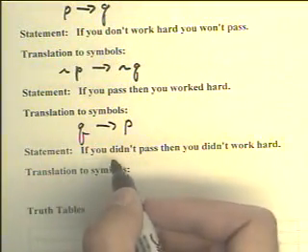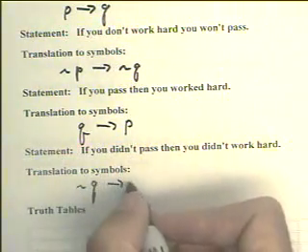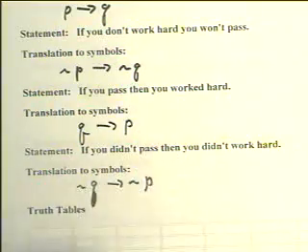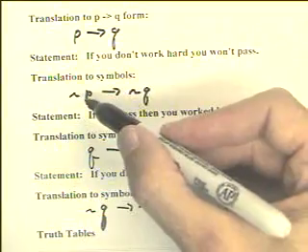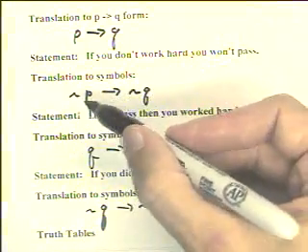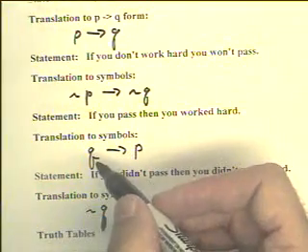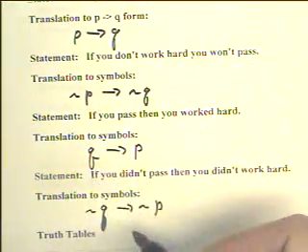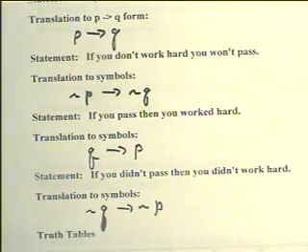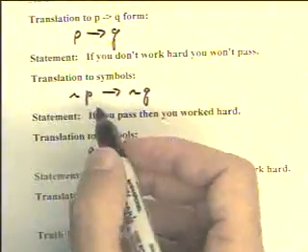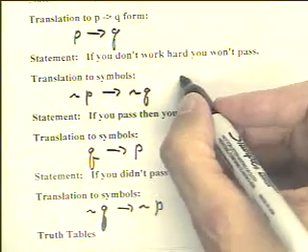Okay, now this statement says if you didn't pass, then you didn't work hard, which says if not Q, then not P. So you see what we've done is we've taken the statement if P then Q, we've negated the P and the Q, kept them in the same order but negated them to say if not P then not Q. Then we've switched them, if Q then P, and then we switch and negate, if not Q then not P. Now when we keep the order and negate, this is called the inverse.